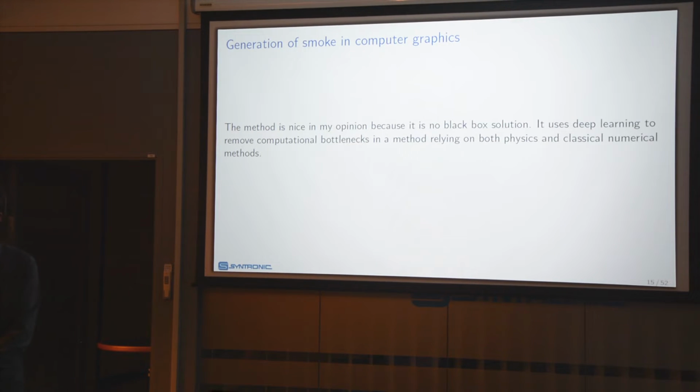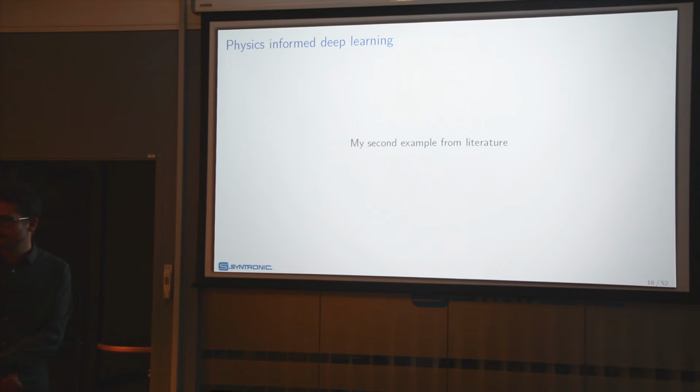So I think the method is very nice, because it's no black box solution. It relies on physics and classical numerical methods, and it really removes a computational bottleneck. Because if you would not use the convolutional neural network, you would instead solve a Poisson equation in every time step, which is much more expensive than the advection step. So it removes that step. So to the second example, which is physics-informed deep learning.